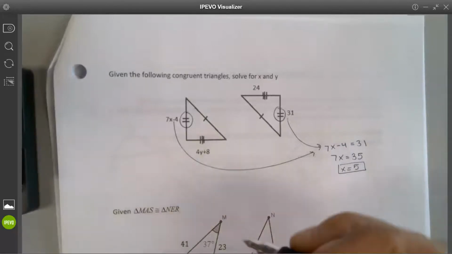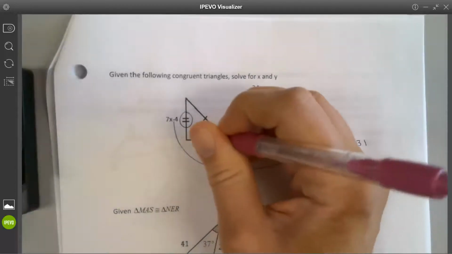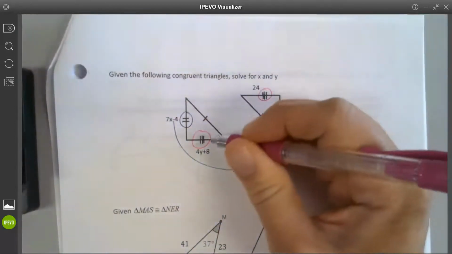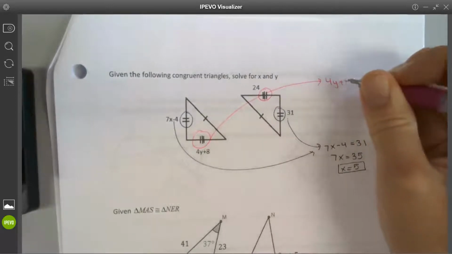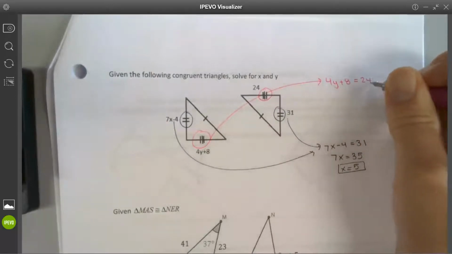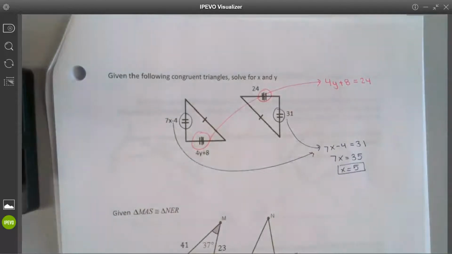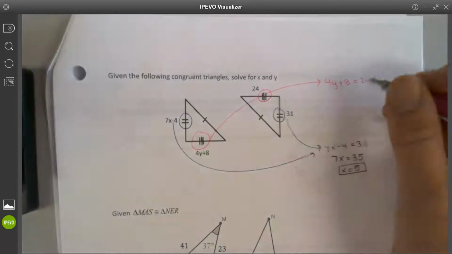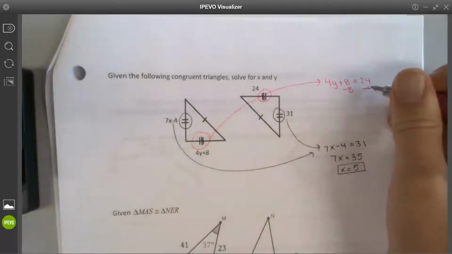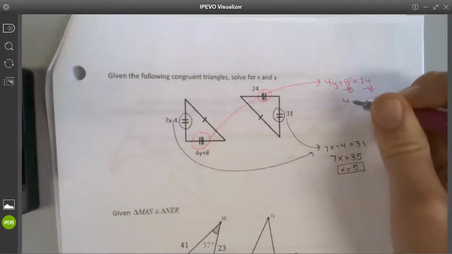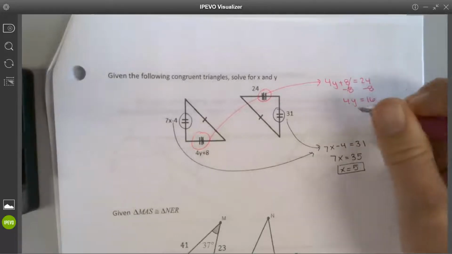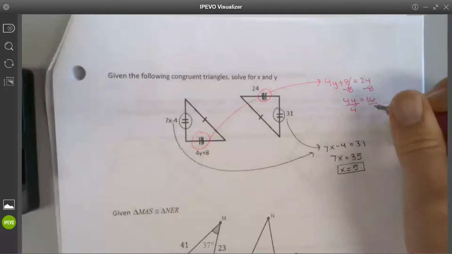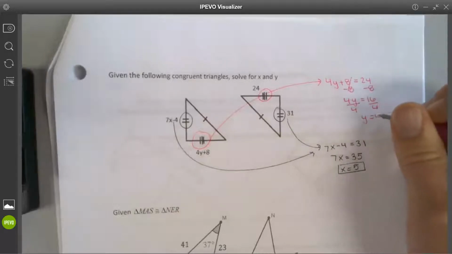And then I have 3 tick marks goes to 3 tick marks. So I can kind of put those together and say that 4y plus 8 is congruent or equal to 24. And I'll be able to solve for y. So I subtract 8, and 4y equals 16. Divide by 4, and y equals 4.